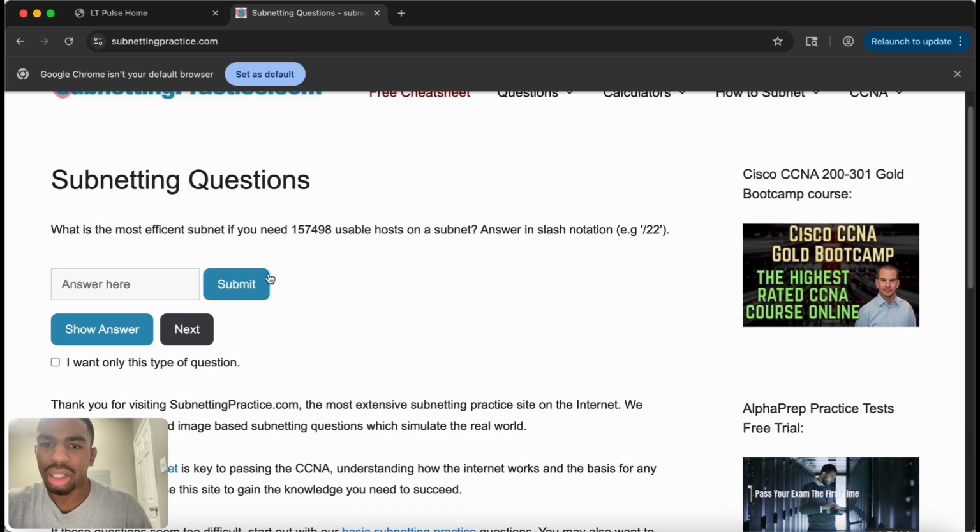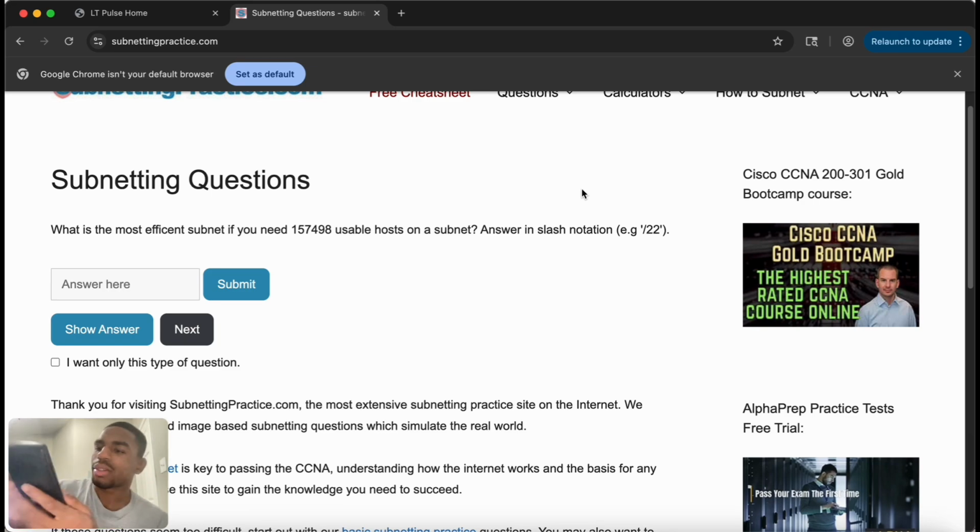That's an easy one. What is the most efficient subnet if you need that many usable hosts? So we're gonna need a lot of hosts. Okay, so in order to find out the amount of hosts, we all know we got to take the number of host bits, take the number 2, put it to the power of the number of host bits, and subtract 2.